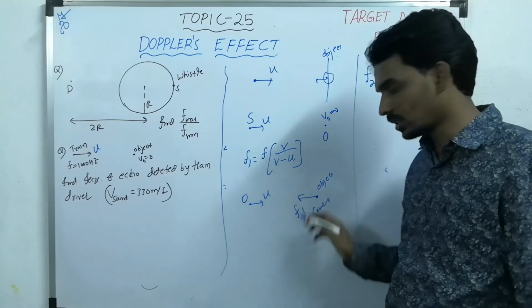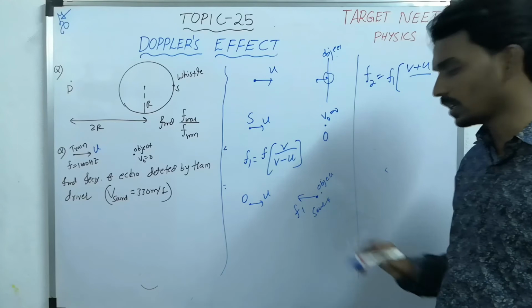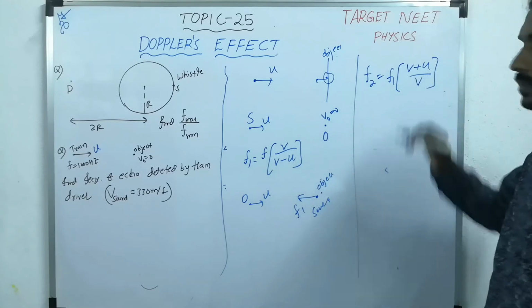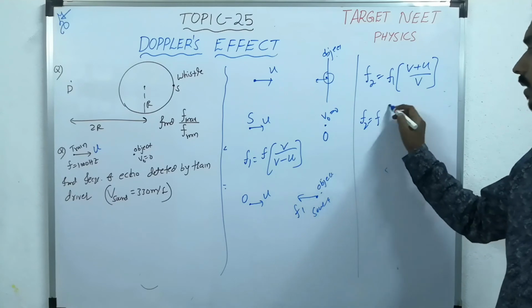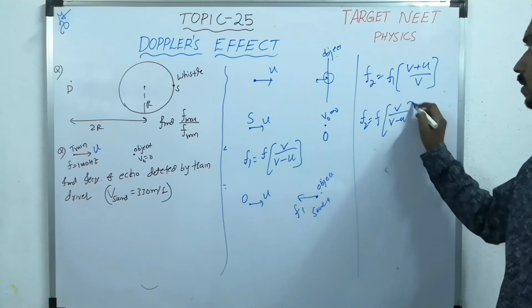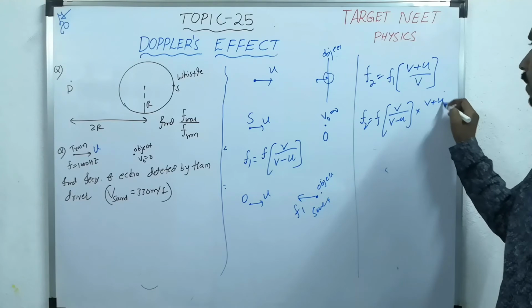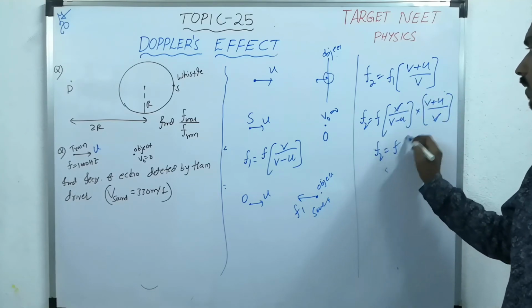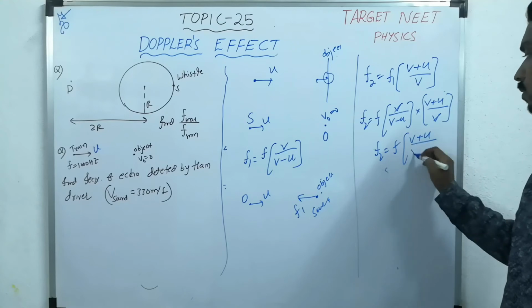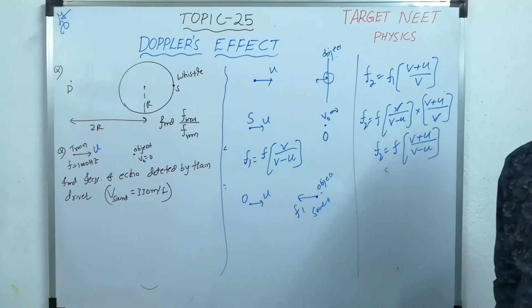Now the source is also at rest, so V. Then F2 equal to F1. What is F1? F into V by V minus U, into V plus U by V. So V cancels. So F2 is F into V plus U by V minus U.